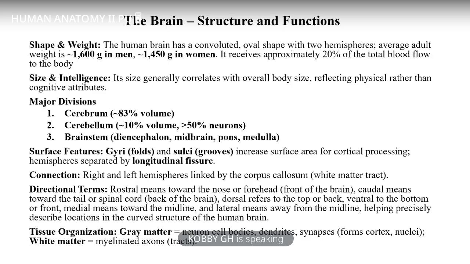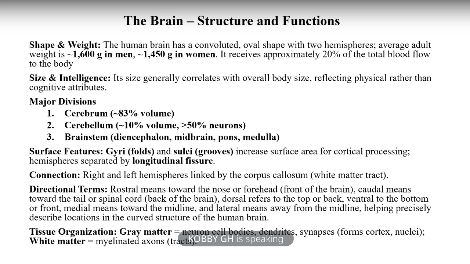If you take an average adult, the brain weighs about 1,600 grams in men, and for women, it weighs about 1,450 grams. Is that okay? Great. So that is the weight of the brain: approximately 1,600 grams in men and about 1,450 grams in women.